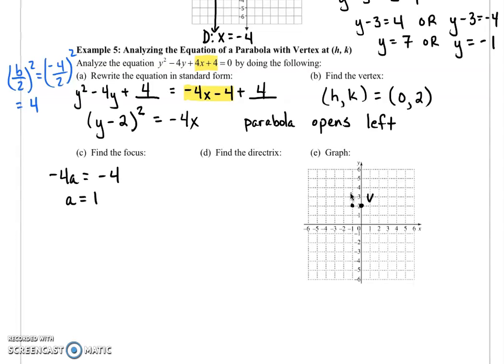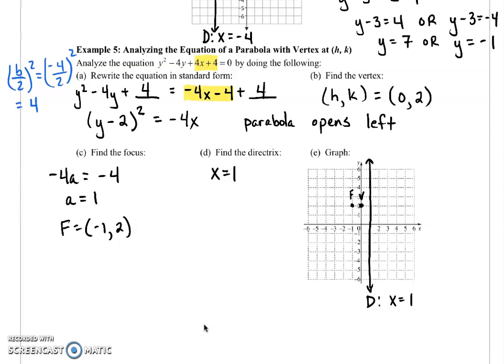So there's the focus. And our directrix is 1 unit to the other side of our vertex, so it's 1 unit right. So there's our directrix. And the coordinates of the focus are negative 1, 2, and the equation of the directrix is x equals 1.